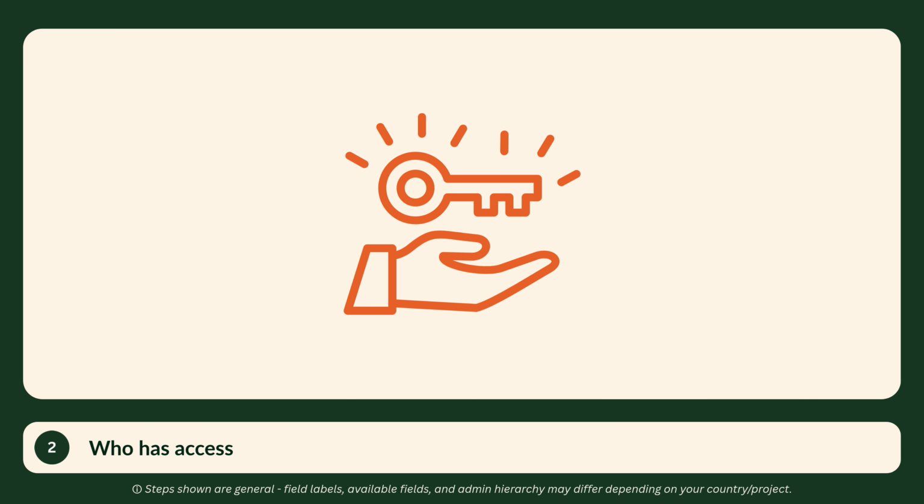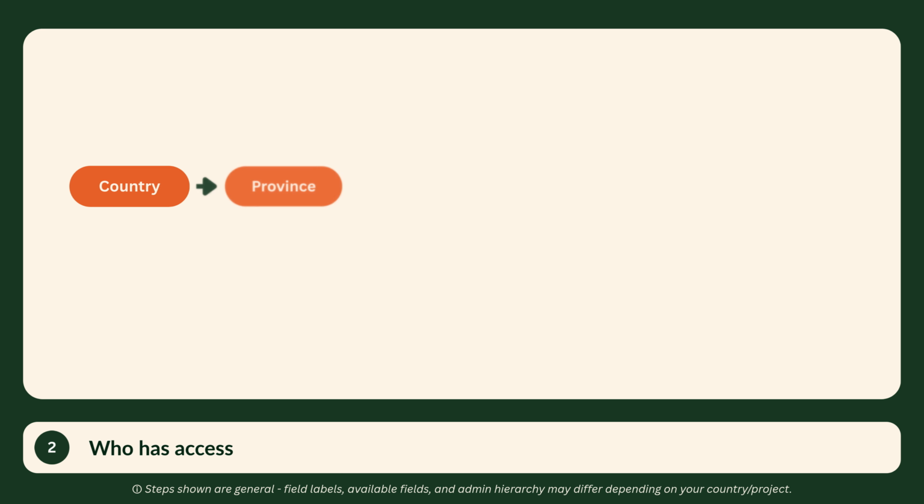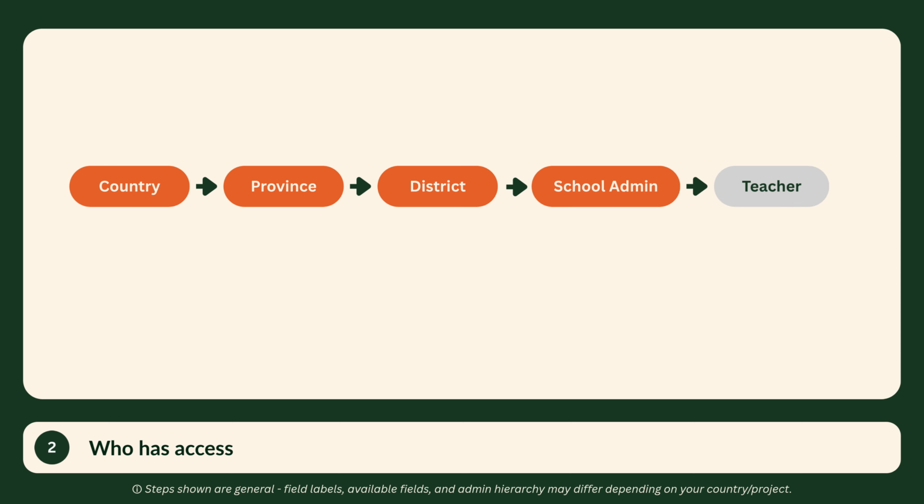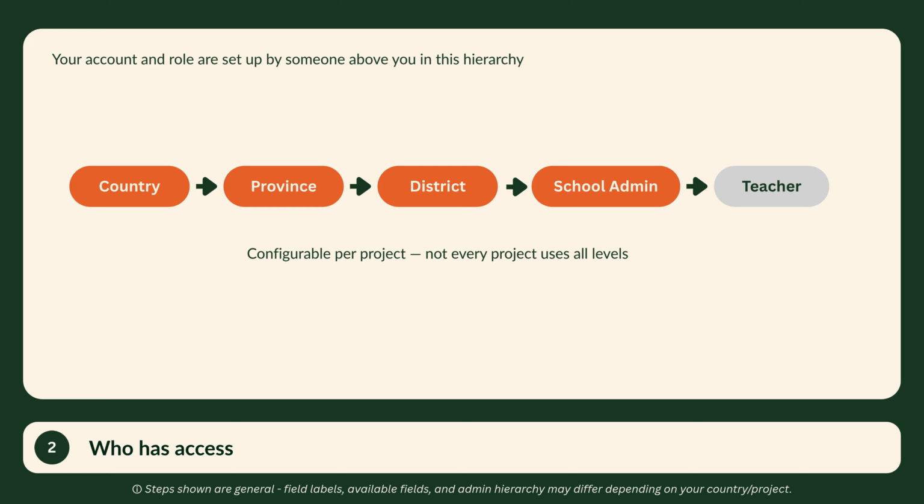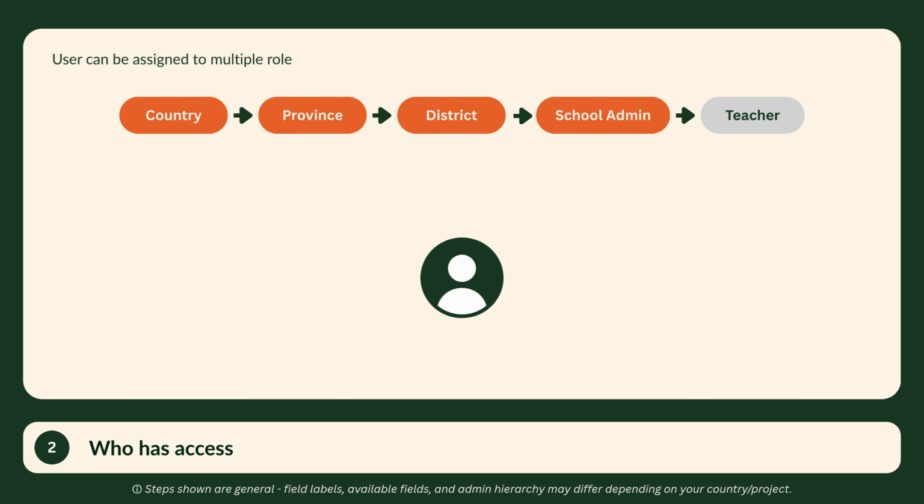Who has access? Access follows a hierarchy: country, province, district, school, and, for projects using Waliku Class, teacher as well. This hierarchy is configurable depending on the project. Someone above you in this hierarchy sets up your account and assigns your role.